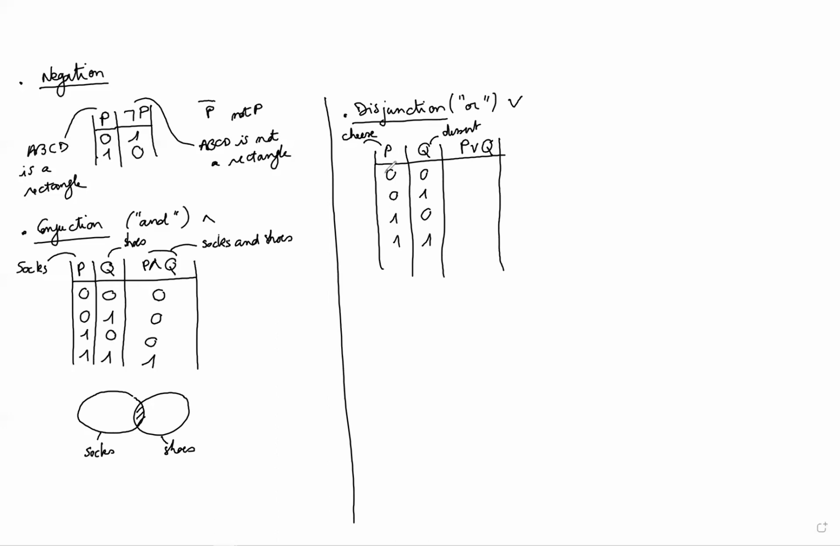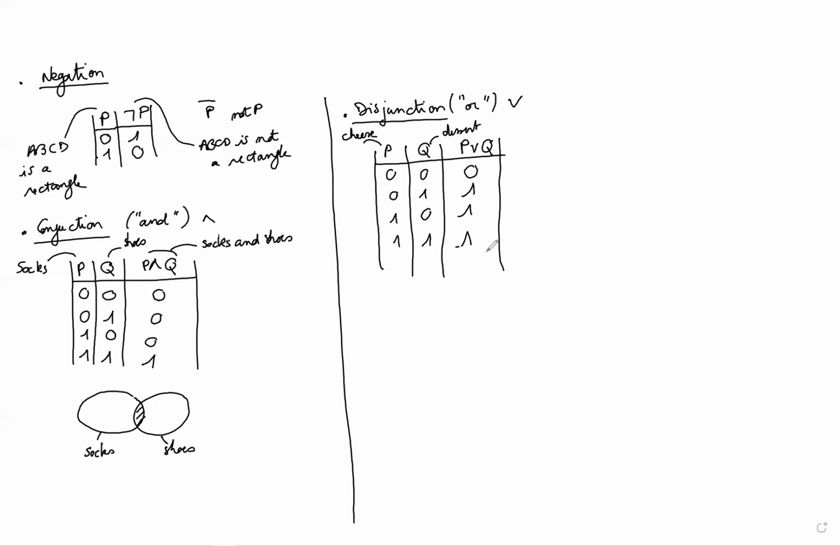Here, I have no cheese and no dessert. I have cheese or dessert is false. Here, I have no cheese, but I have dessert. I have cheese or dessert is true because I had dessert. I have cheese and I have no dessert. The statement I have cheese or dessert is true because I had cheese. Here I have cheese and dessert, and the statement I have cheese or dessert, because we are in math, is true because you have the right to have both. This is the truth table of a disjunction.